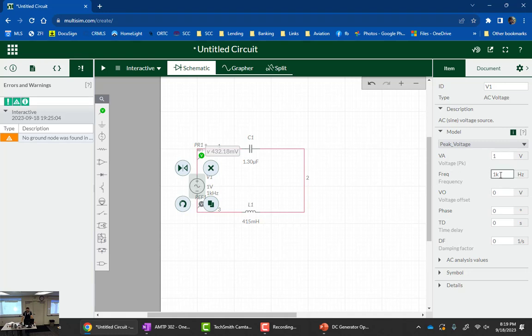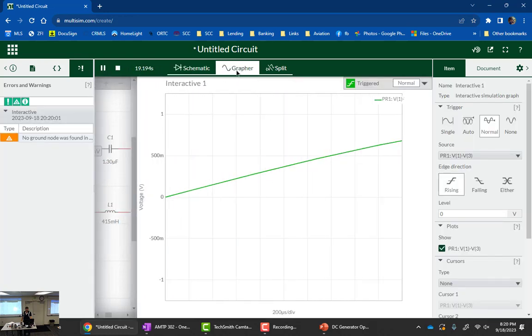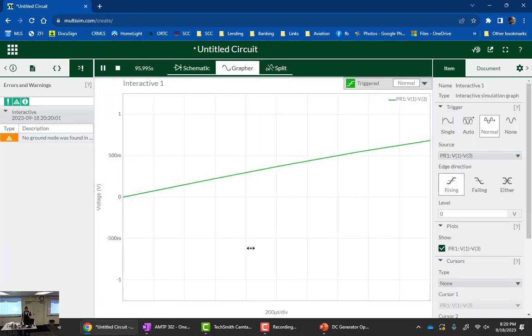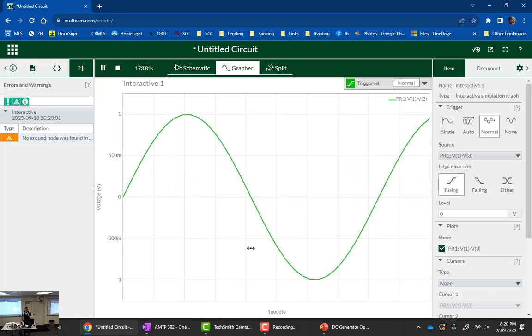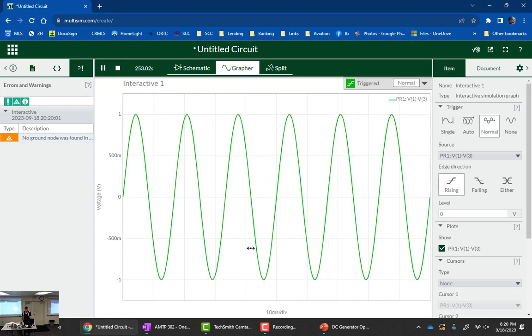Frequency, I have it set at 1,000 hertz. We could set it at 60 hertz. And then go back to our grapher and take a look at it, and that changed it a lot. So we've got to bring it in so we can actually see a waveform. That's 10 volts per division. This is more of what you're going to see on the oscilloscope.